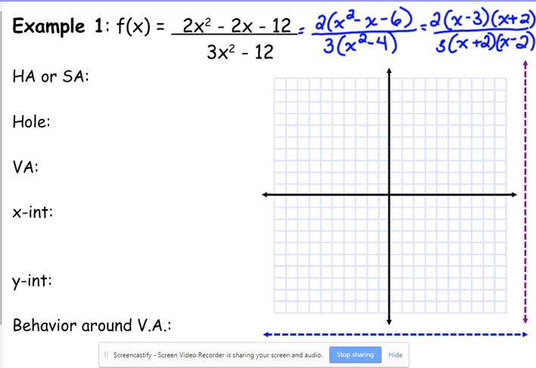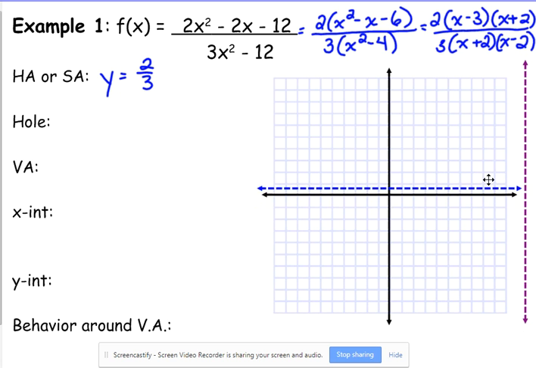Let's go down our list here. Do we have a horizontal or a slant asymptote? Horizontal, what is it? y equals 2/3. As we're doing this, and I have these color coded for a reason, let's go ahead and put our dotted horizontal line at y equals 2/3.